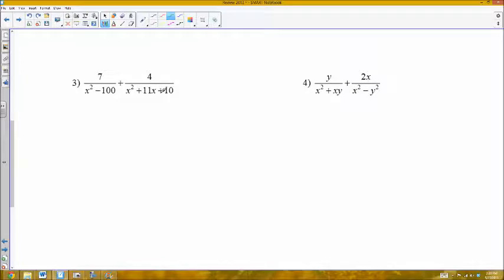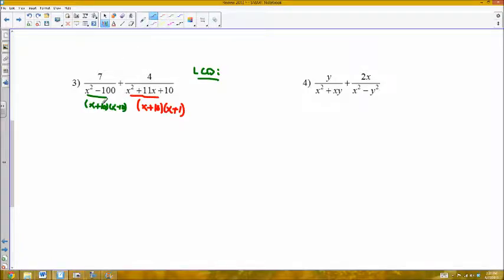Same basic idea. I'm going to need to find the LCD, which is representing every factor of the denominator. So I'm first going to factor these. This is the difference of two squares, so it's x plus 10, x minus 10. That's my first denominator. For my second denominator, numbers that multiply to 10 and add to 11 give x plus 10, x plus 1. So my LCD is going to need to represent all of those factors.